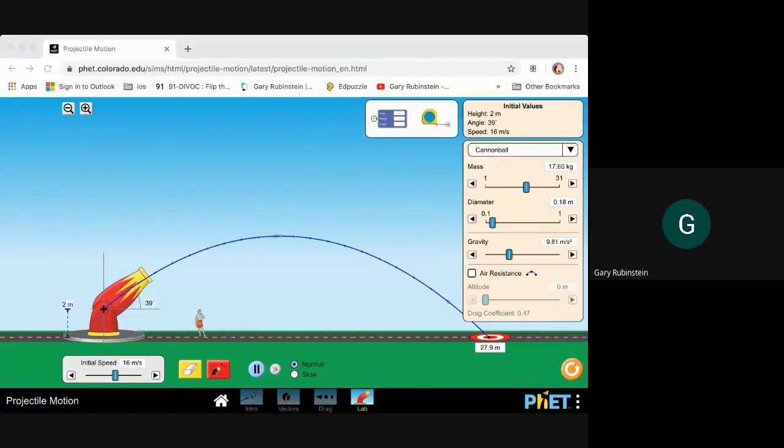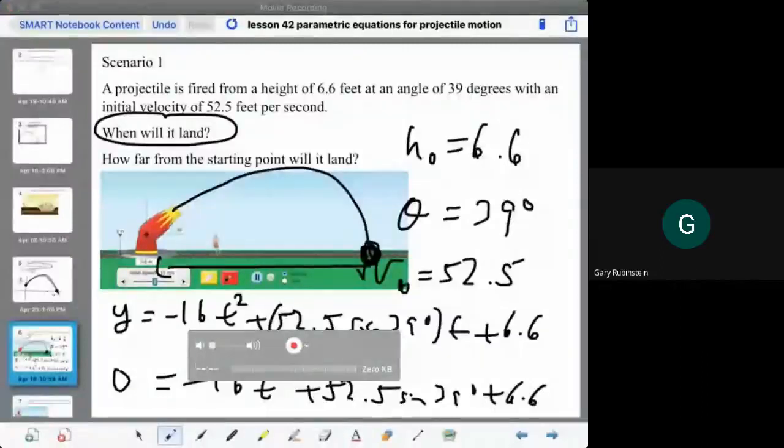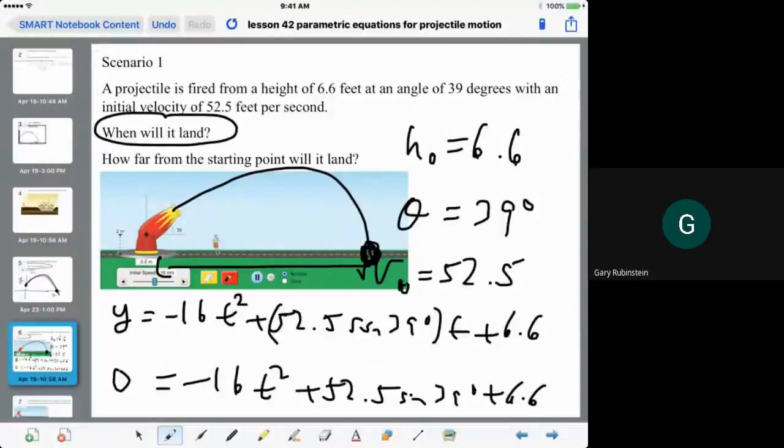Okay, so that's our first question. And there are 3 scenarios, so I want to take you through the second scenario, and then we'll be done for today. I used to do all 3 scenarios in one day, but I think 2 scenarios is good for one day. Okay, back to the iPad. Now the second scenario is a little bit harder, so I'll show you how that one works.